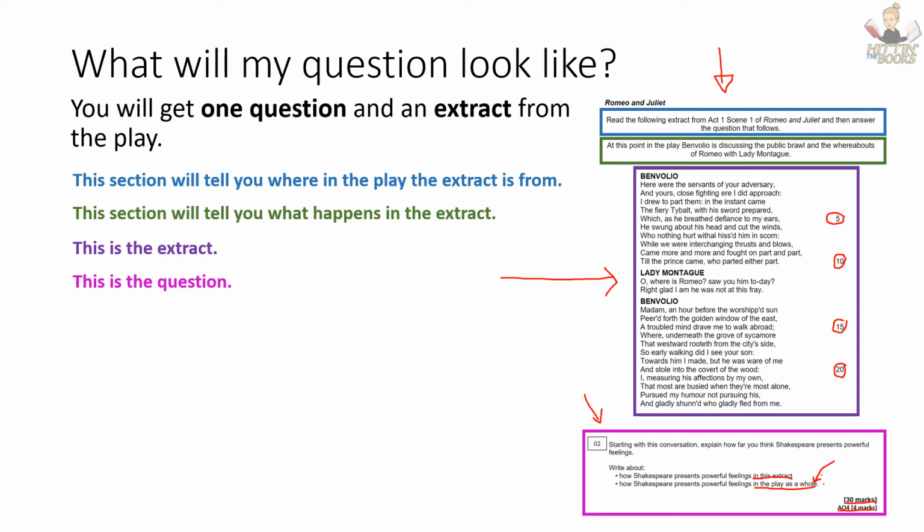If you just wrote about the extract and simply picked out language techniques, words and phrases, quotations from the extract, and wrote about how they presented powerful feelings, and wrote a really brilliant answer, grade 9 analysis, you wouldn't get a grade 9 because you are also asked to write about the play as a whole. So you must make sure you are also using quotations outside of this extract. Okay, so there are lots of things that you need to do.